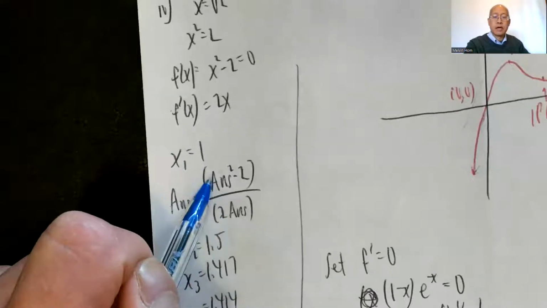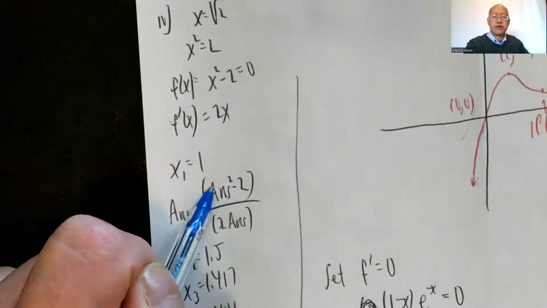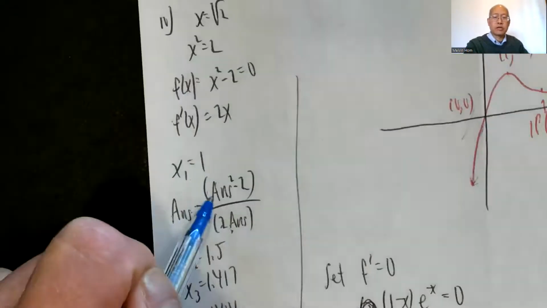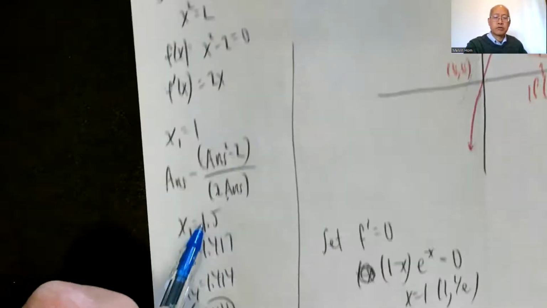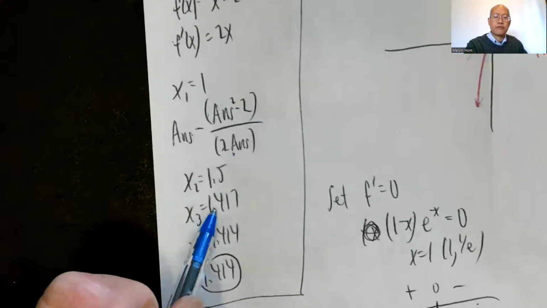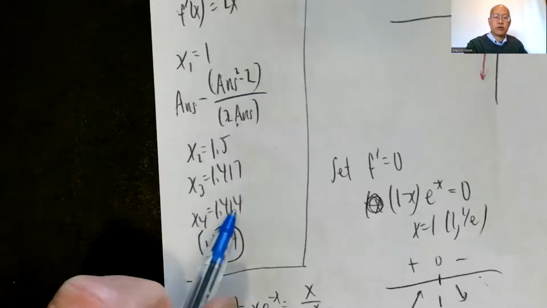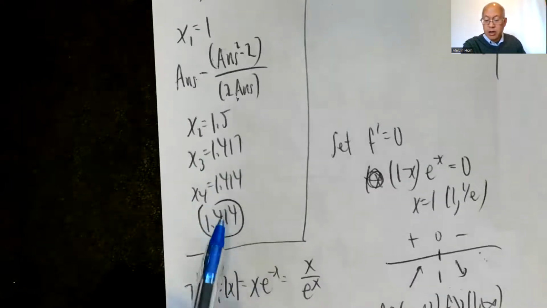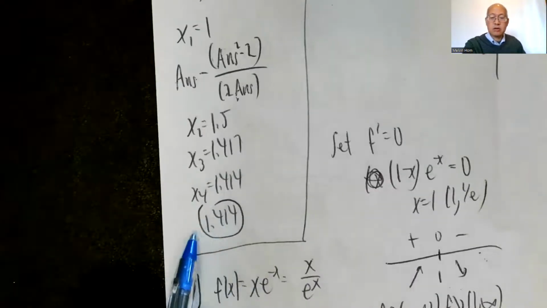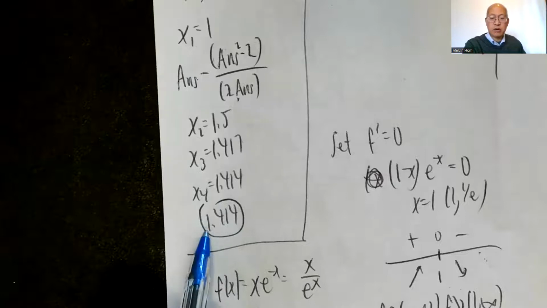Function over derivative. So answer squared minus 2 over 2 answer, just the way I type it in. x2 is 1.5. Do it again, 1.417. Do it again, 1.414. Do it again, it's still 1.414. So the square root of 2 to 3 decimal places is 1.414.